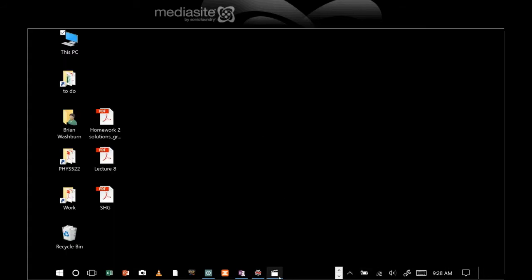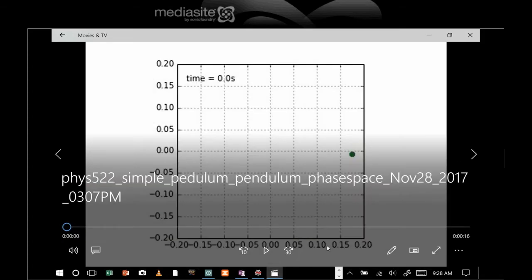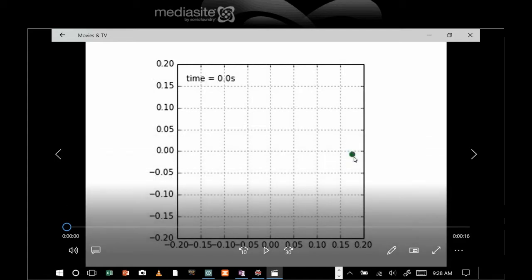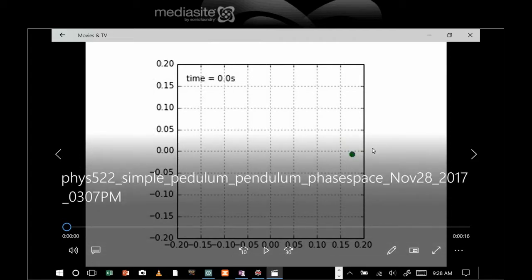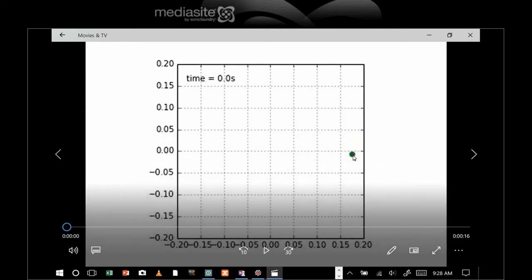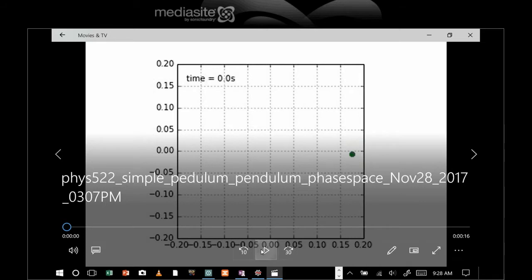Okay, so what I'm going to do is show you an animation. Notice this is a phase space plot, but what I'm doing is plotting the trajectory as a function of time. So this guy initially starts here, okay, has zero speed at this initial position there. And I'll let it go.